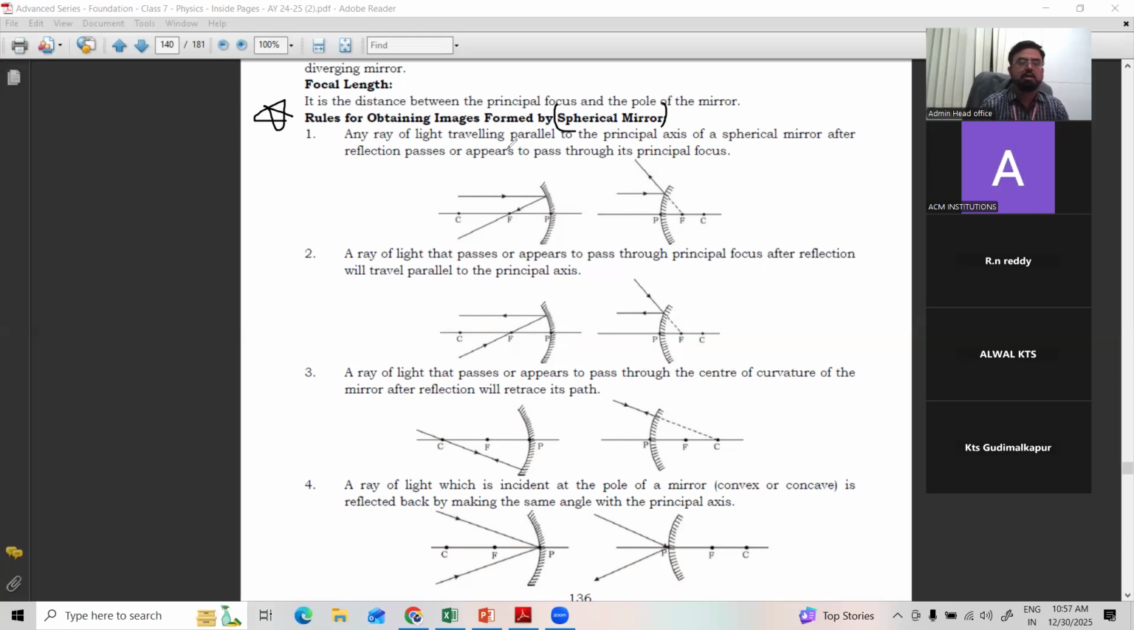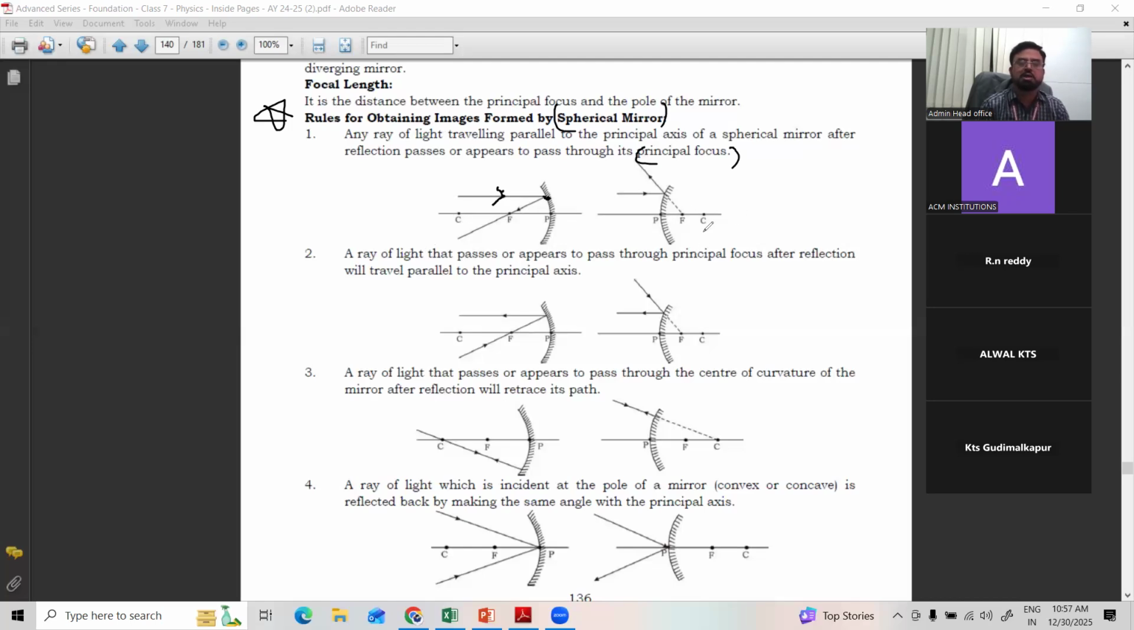Any ray of light traveling parallel to the principal axis. See, this is the principal axis. Suppose a parallel line is there. A ray parallel to the axis strikes the reflecting surface of the convex mirror here. After that, see how it is going? After reflection, it passes or appears to pass through the principal focus. So any ray parallel to the principal axis, after striking the reflecting surface, passes through the focus only.